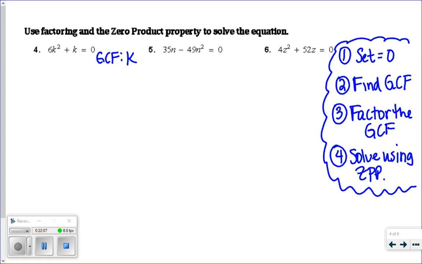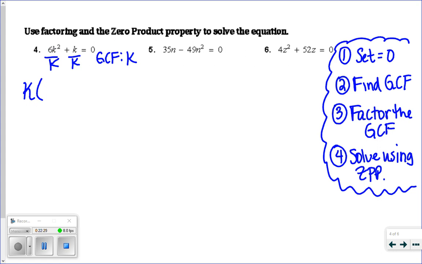Or, share and pull out. So k here is going to be our GCF. That means I'm going to divide this one by k and that one by k, so I can rewrite this as k times whatever those quotients are. I'm going to pull the k out to the front. That's my GCF. In the parentheses, let's see what's left.